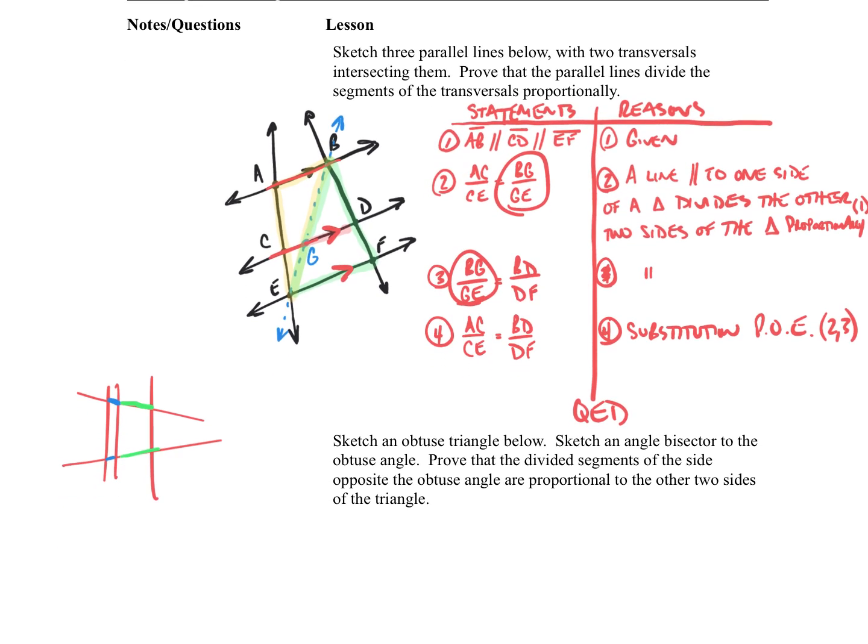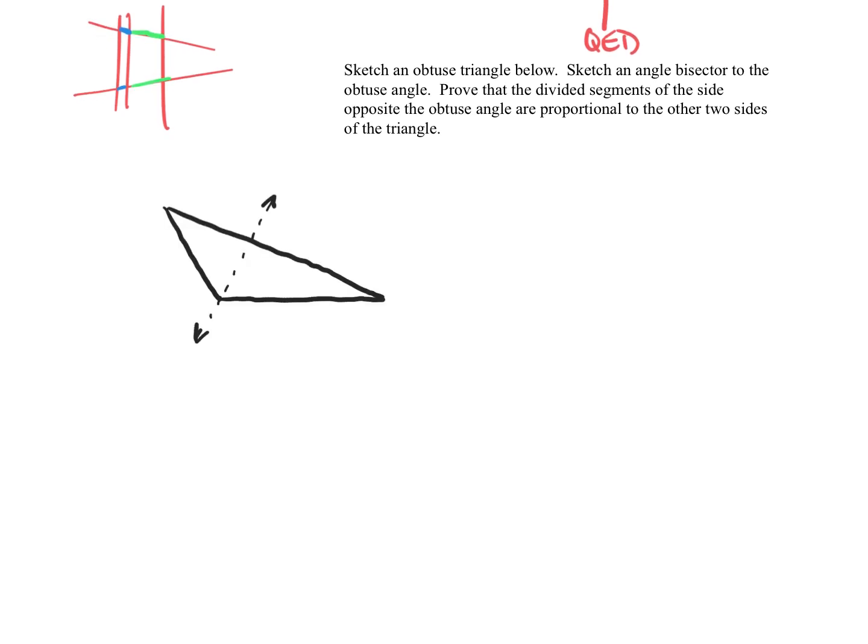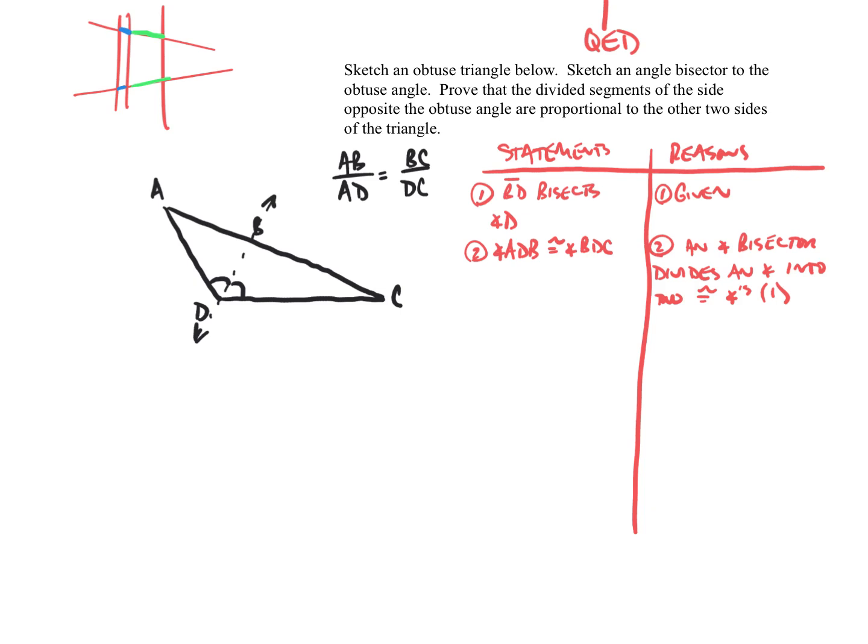So now we've got one final proof we're going to do here, and then I'll leave the practice for you guys. All right, so there's my obtuse triangle. I've sketched in an angle bisector to the obtuse angle, and I'm going to prove that the divided segments of the side opposite the obtuse angle, so if I were to label these points, are proportional to the other two sides of the triangle. So I'm going to try to prove that AB is to AD in the same way that BC is to DC. That's the goal.